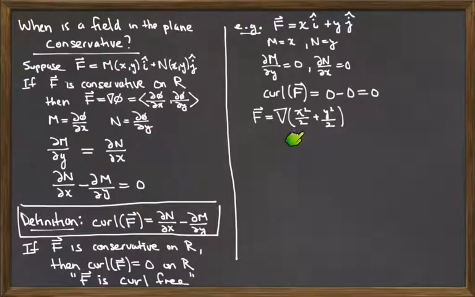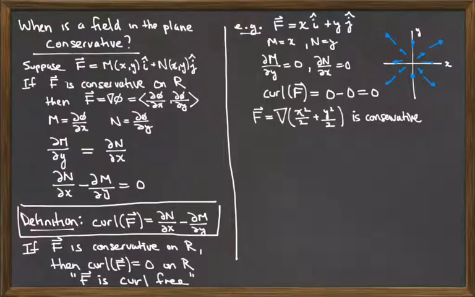So if I take this function here, x squared over 2, and I differentiate it with respect to x, I indeed get my x, and if I differentiate this other term with respect to y, I indeed get my y. So my field is in fact the gradient of this quadratic expression, and therefore F is conservative, in fact on the entire real plane.